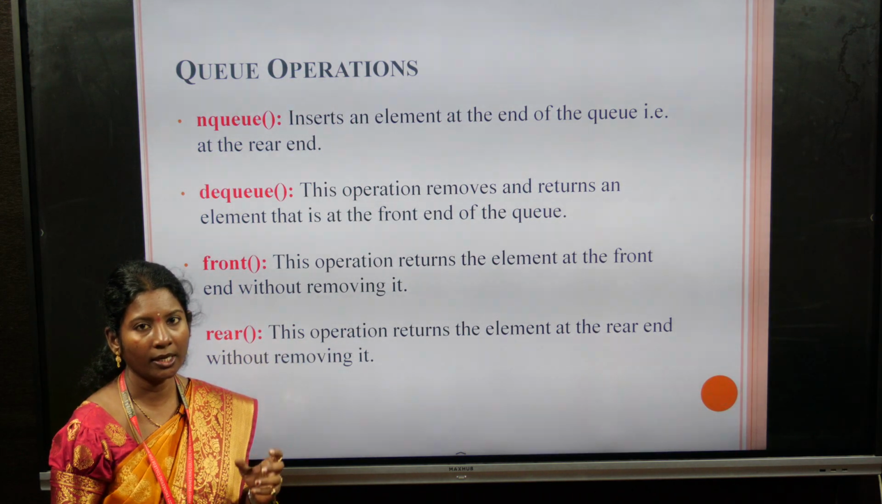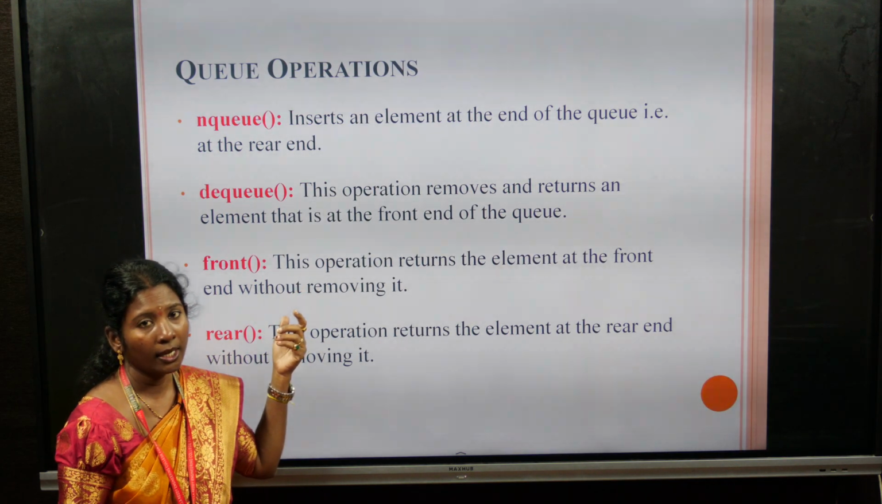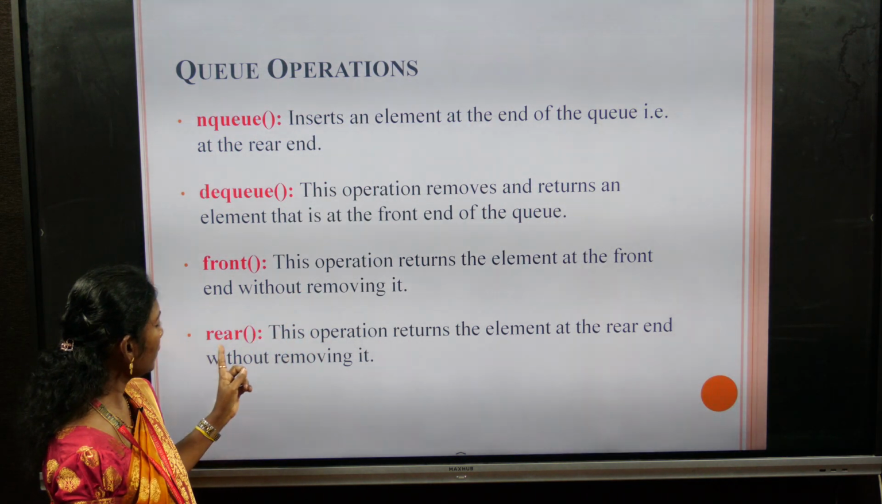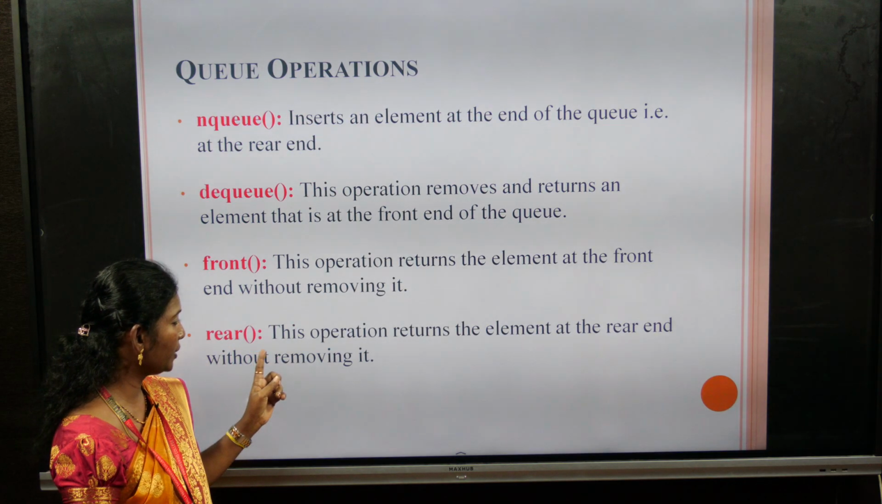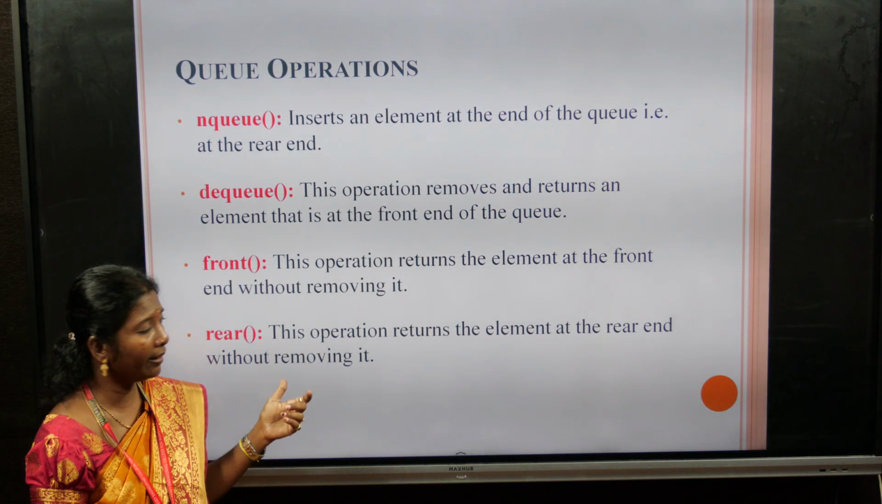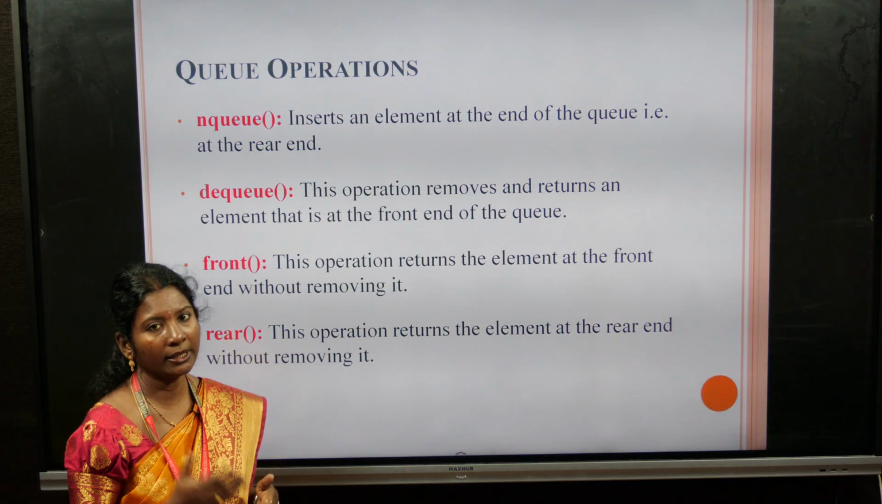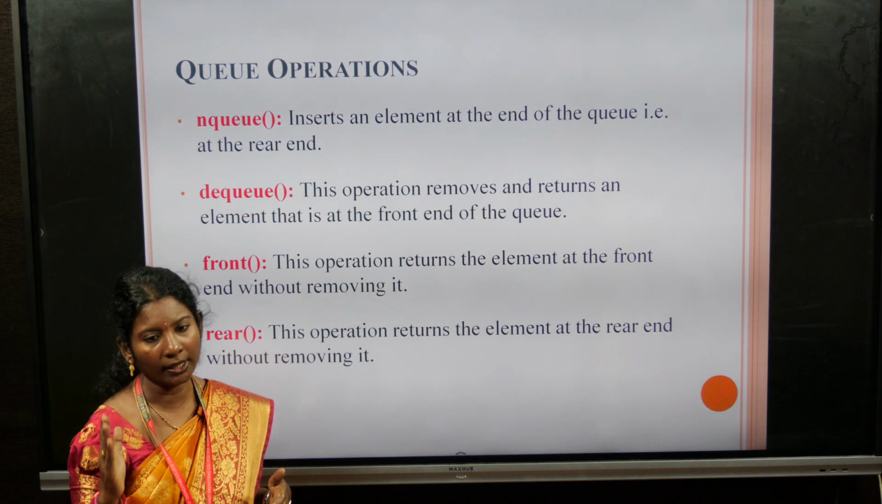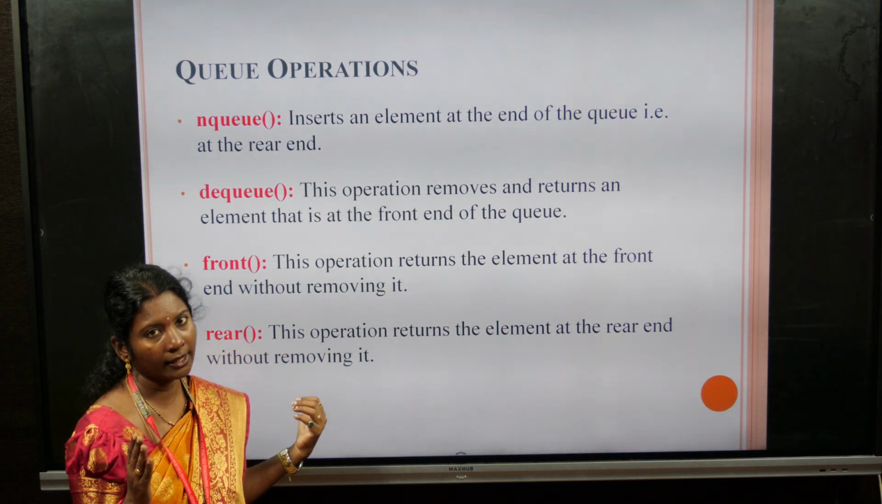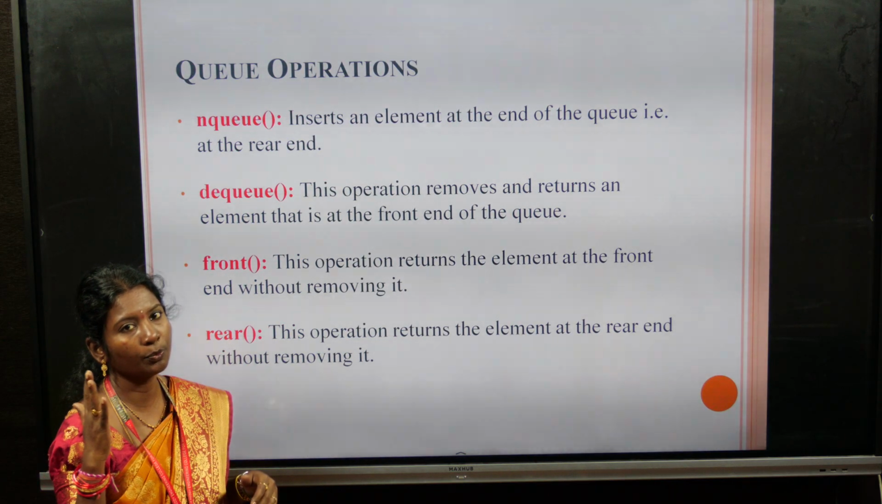Without removing any element, it reveals what is the element at the front end. Next operation is a rear operation. This operation returns the element at the rear end without removing it. When we want to know about the element at the last position without removing that element, we can call the rear operation.